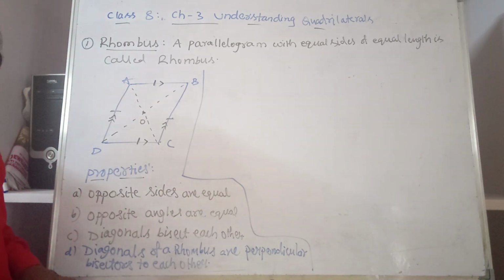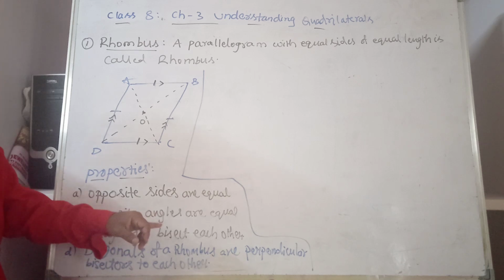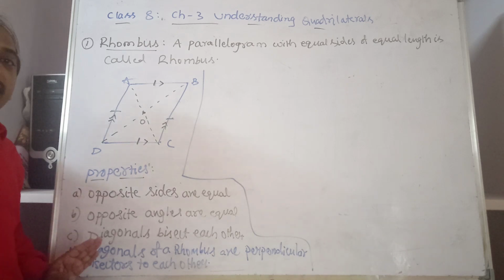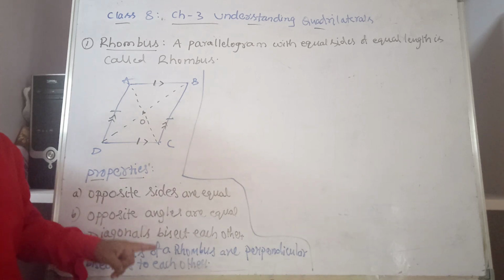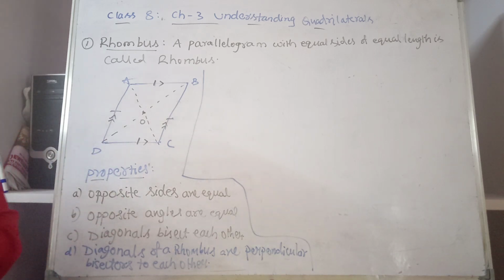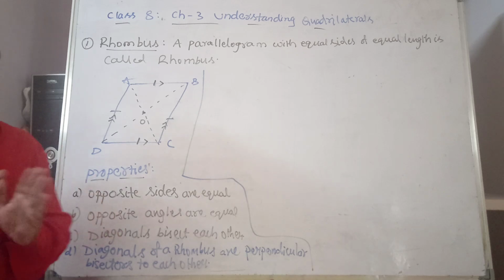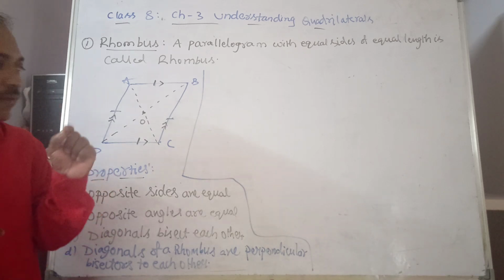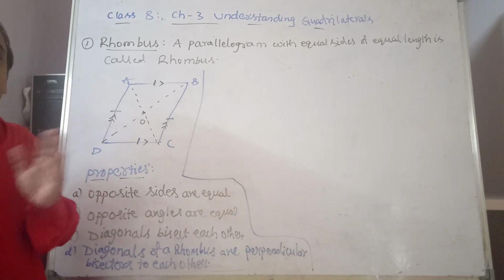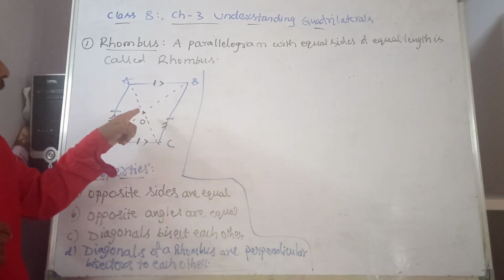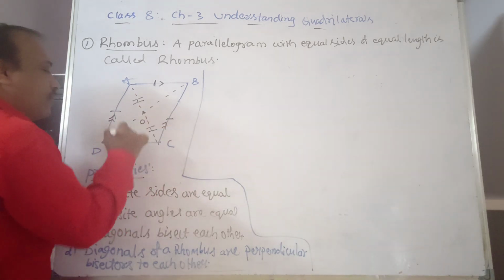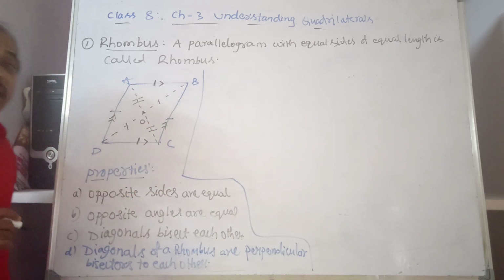Now the fourth property is that the diagonals of a rhombus are perpendicular bisectors to each other. What is the meaning of bisecting? It divides into two equal parts. The point of intersection divides the line segment, the diagonal, into two equal parts. That is called bisecting.